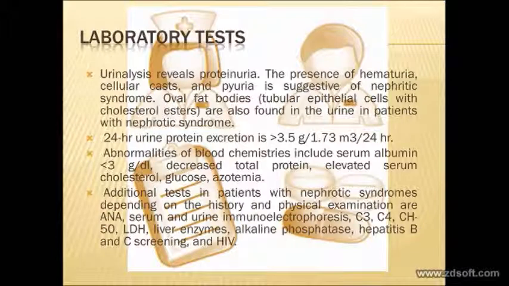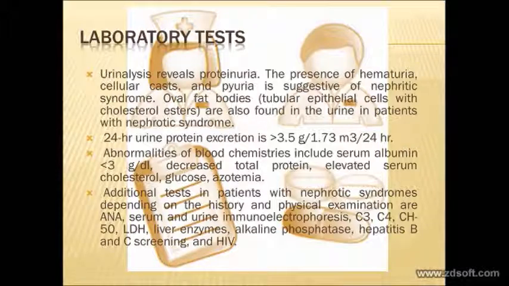Laboratory tests. Urinalysis reveals proteinuria. The presence of hematuria, cellular casts, and pyuria is suggestive of nephritic syndrome. Oval fat bodies are also found in the urine in patients with nephrotic syndrome. 24 hour urine protein excretion is higher than 3.5 grams in 24 hours.